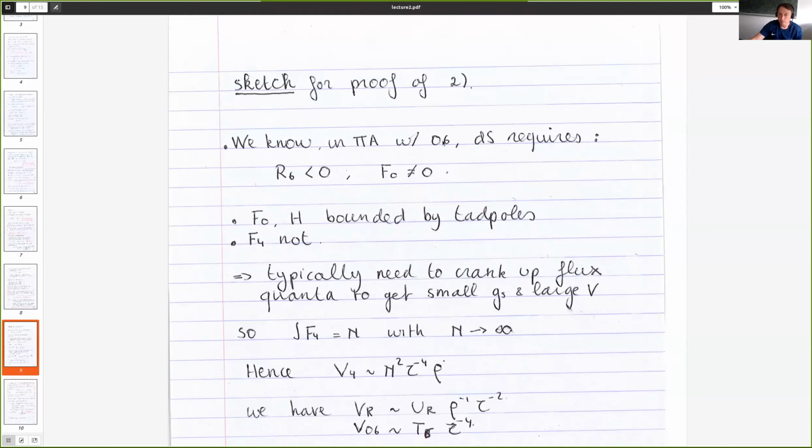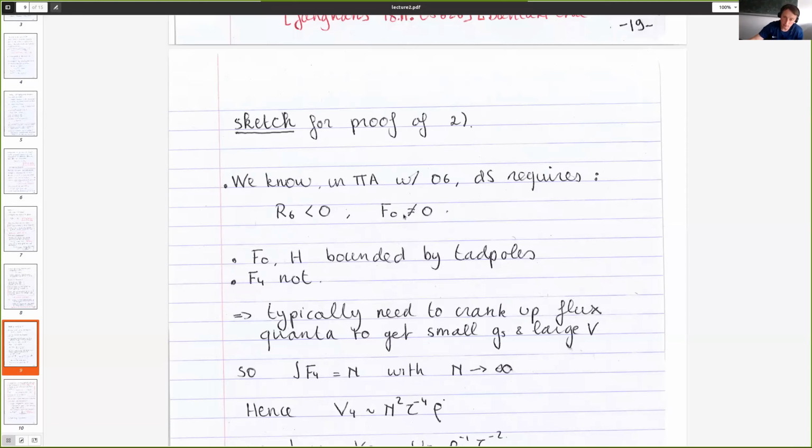I just told you that in type 2A, we need orientifold planes, negative curvature, and Romans mass as the minimal ingredients, okay? We also know that F0 and H3 are bounded by tadpoles. So you cannot crank up their numbers. But we also know that F4 is not bounded by tadpole constraints. So maybe what I need to do is to take a number very large, right? Because I showed you before, for a Freund-Rubin solution, the only way to get small curvature is to take some flux quantum and send it to infinity, right? But maybe we can do this for F4.